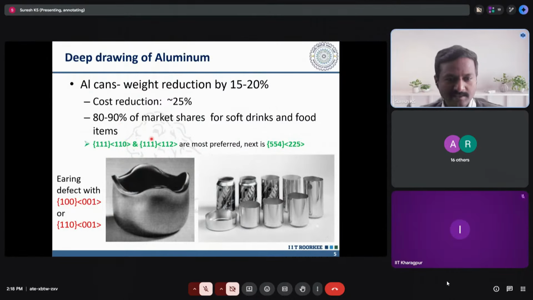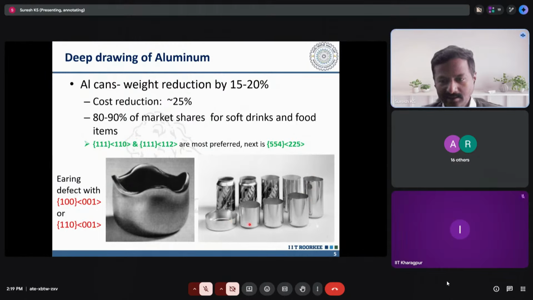Again, this example, I lately noticed, Professor David Field has already given, because this is one of the very early applications of texture, wherein the deep drawing of aluminum initially had this problem of earring. So depending upon the orientation, you can have these 4 types of ears, or sometimes 6 types of ears, based on what orientations you have. And that drastically restricted the extent to which a sheet can be deep drawn.